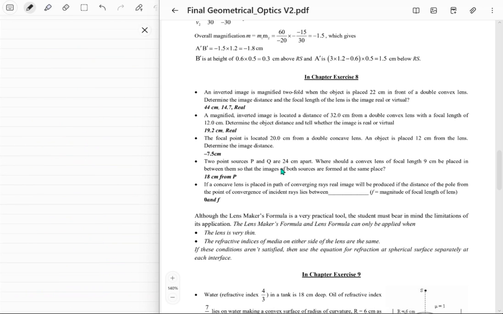Okay, that's understandable. Next: if a concave lens is placed in the path of a converging ray, a real image will be produced if the distance of the pole from the point of convergence of the incident rays lies between... A concave lens placed in the path of converging rays, so you have a virtual object. That's what you're saying. Okay, a real image will be produced. Okay, understandable.